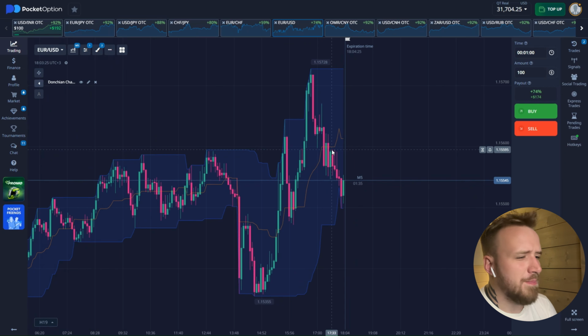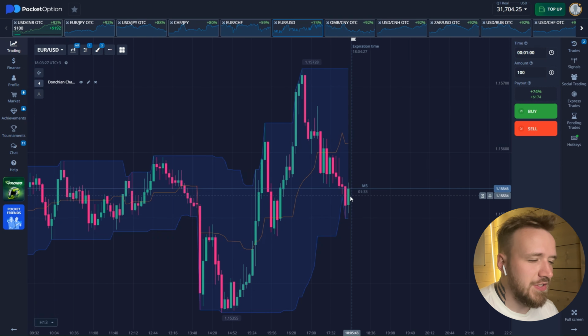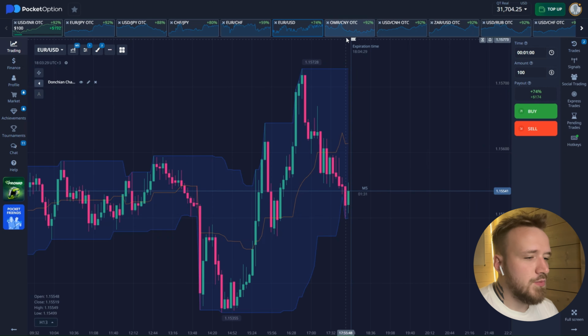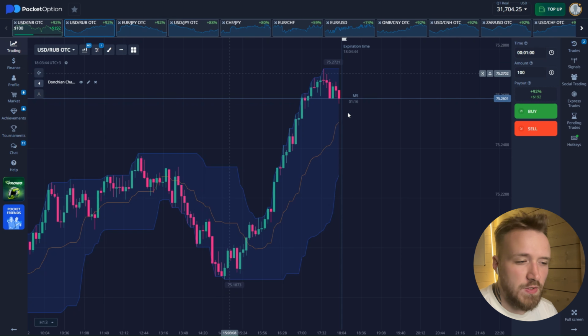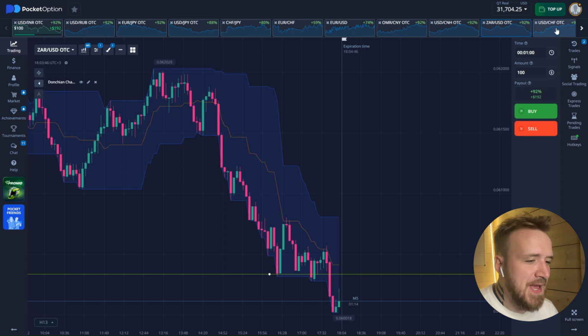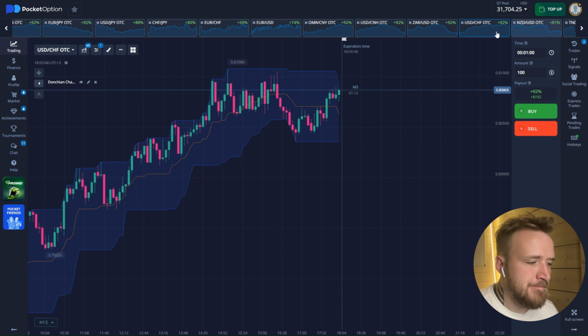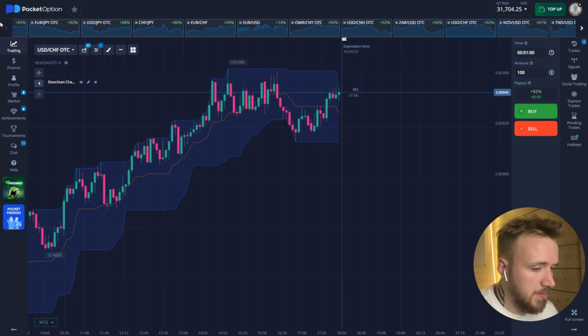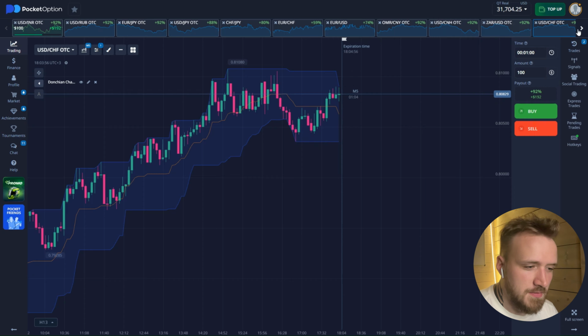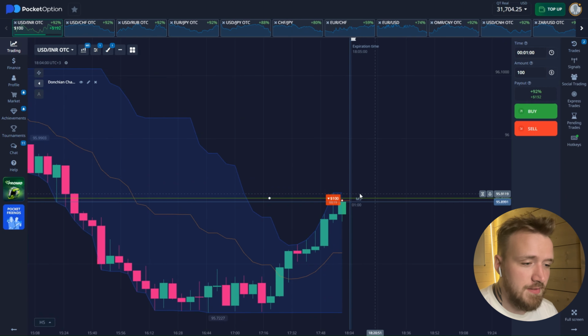Euro to US dollar, my least favorite currency pair, but the volatility is high, so we will not open a trade. A price reversal from the peak has already occurred here, so there is no point in opening a trade. US dollar to Swiss franc. The price hasn't reached the upper band of the channel yet.